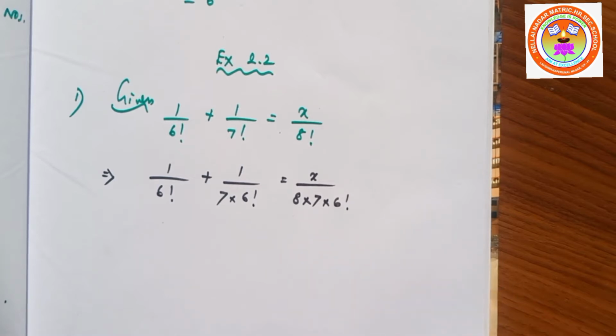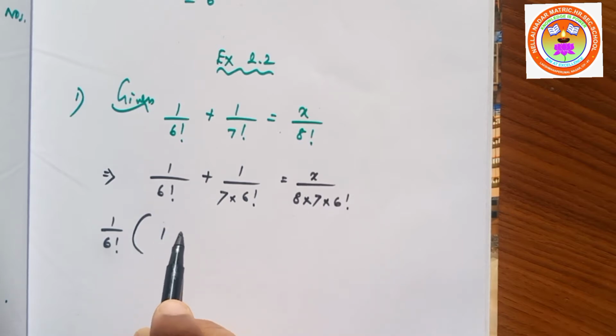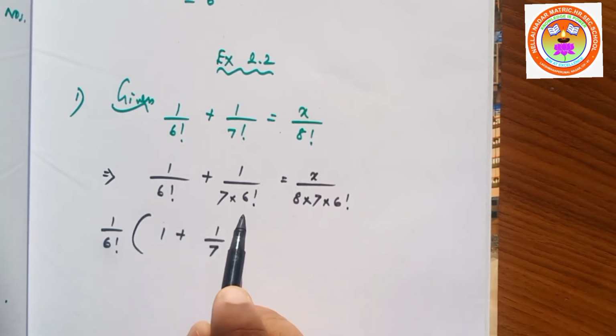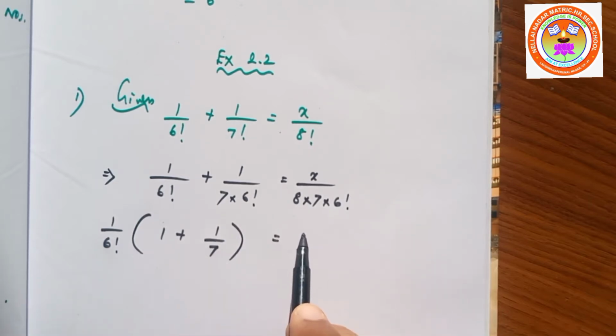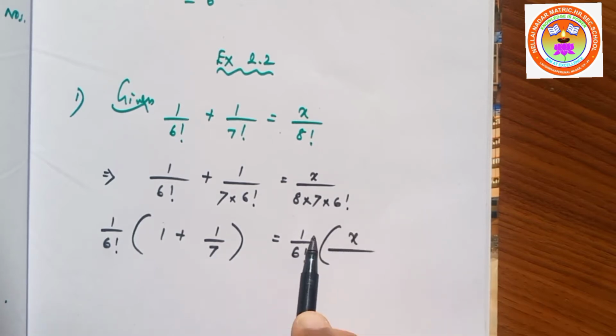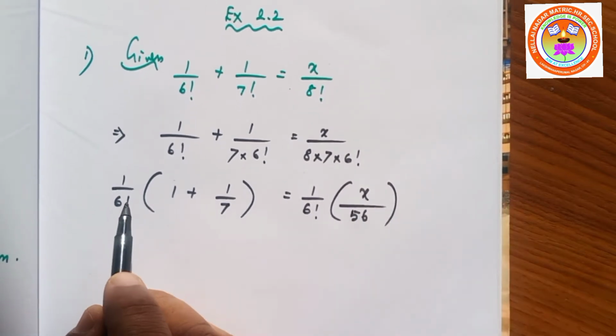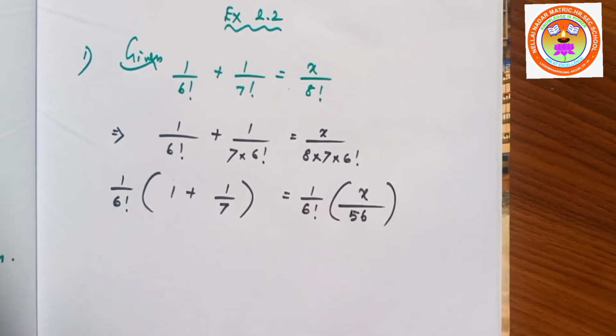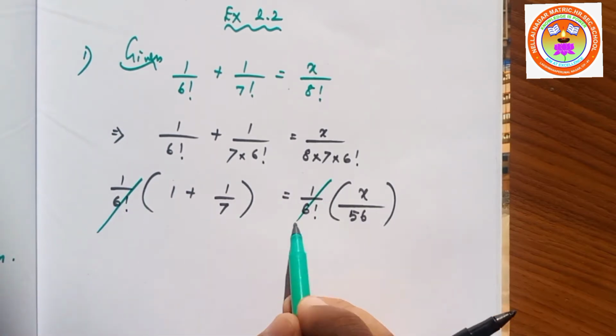Yes. Now we can take 6 factorial as common, particularly in the denominator. We have 1 by 6 factorial. Once you take 1 by 6 factorial as common, you'll be getting 1 here, here 1 by 7, because we have taken 1 by 6 factorial as common. That is equal to, here also can write 1 by 6 factorial into x divided by 8 into 7. 8 7s are 56. This 1 by 6 factorial, 1 by 6 factorial get cancelled.